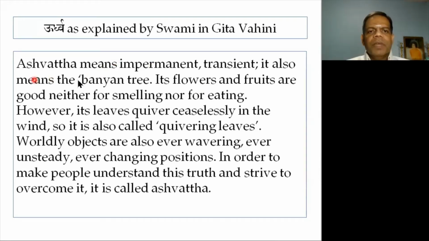Okay. Ashwatha means impermanent, transient. It also means the banyan tree, because Ashwatha is that which continuously shakes, not steady. Its flowers and fruits are good neither for smelling nor for eating. However, its leaves quiver ceaselessly in the wind, so it is also called quivering leaves. Worldly objects are also ever wavering, ever unsteady, ever changing positions. In order to make people understand this truth and strive to overcome it, it is called Ashwatha.